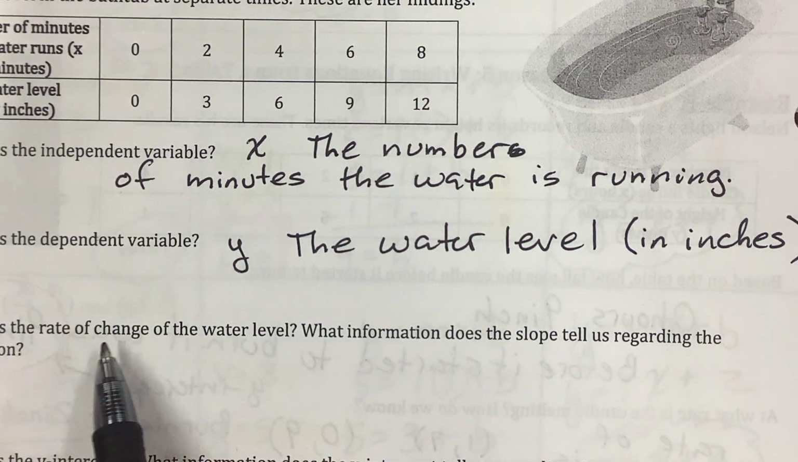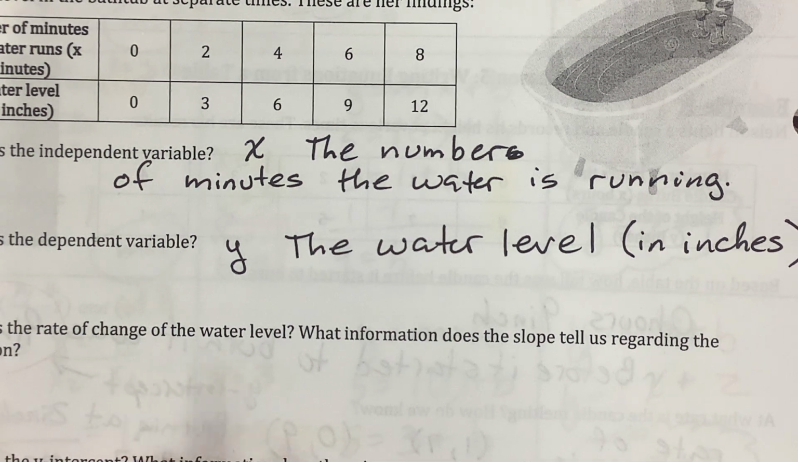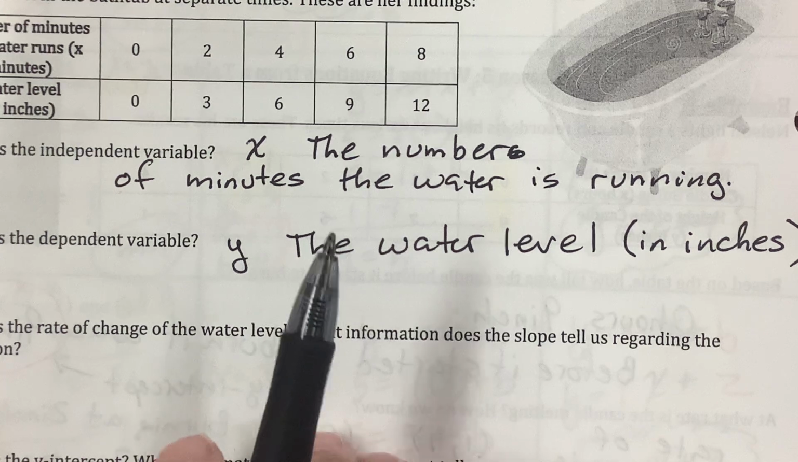What is the rate of change of the water level? Rate of change, that's the slope. And how do you find slope? Y2 minus Y1 over X2 minus X1. You're going to need 2 points from here. What information does this slope tell you in regards to this situation? Well, that's two different things. The first thing we're going to need to do is find out what the slope is. The second thing is explain what it means.